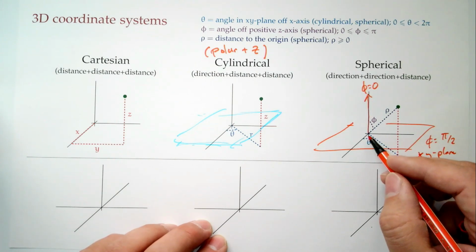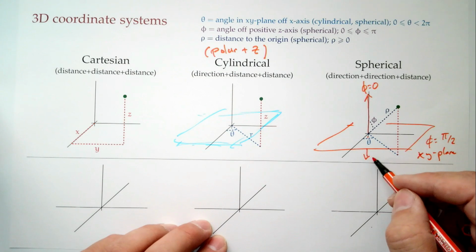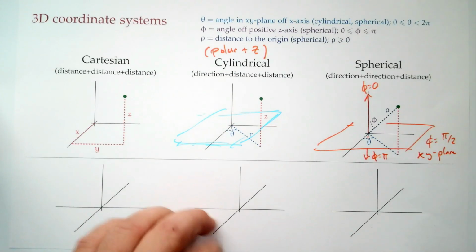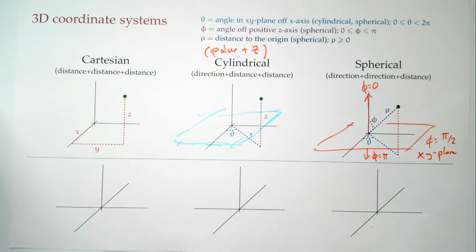Then we keep going. If we go straight down, that's phi equals pi. Now you might say, okay, what do we do if we want to go past pi? And the answer is we don't. We don't need to go past pi, because remember, we have that second angle, theta.